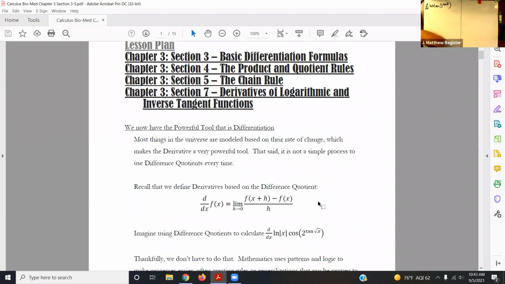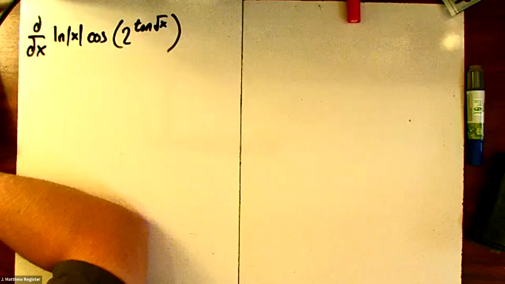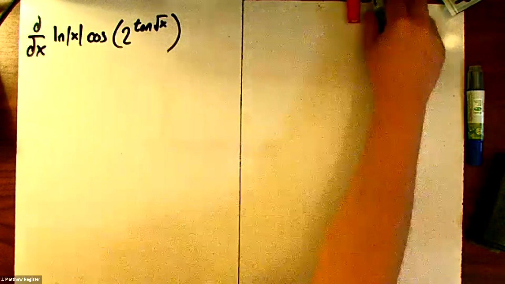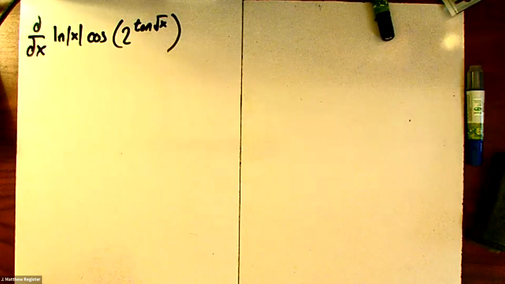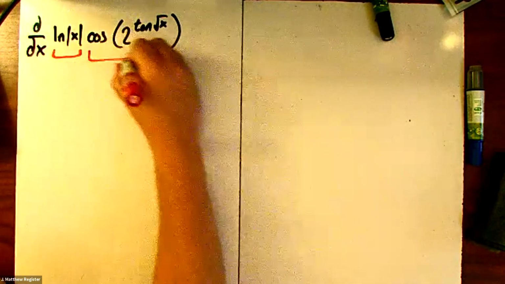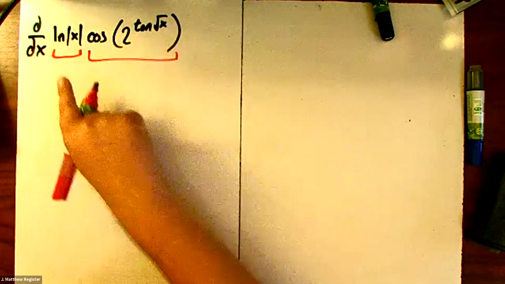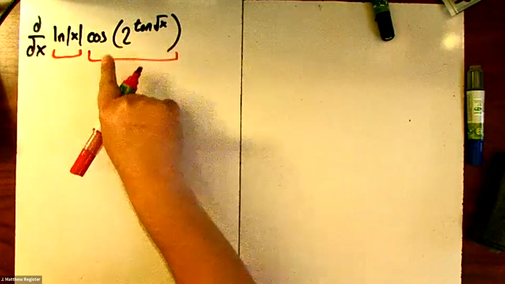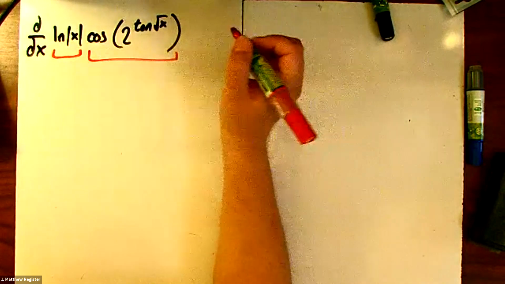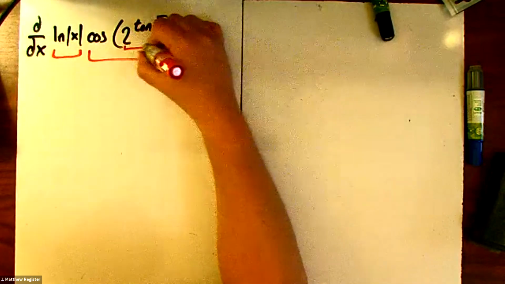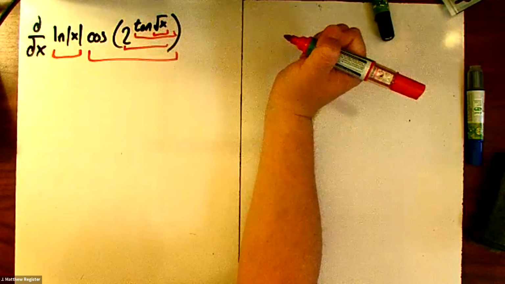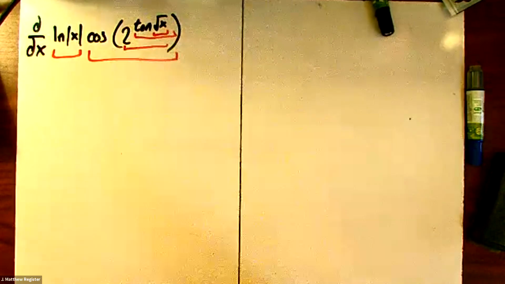Hopefully you paused and tried it. So in order to do this one, the first thing we would want to do is dissect the structure of this function. We have a natural log, we have a cosine, and so we have a product of two functions. But this function is a composition, and it's a composition of multiple functions. We have a cosine function, we have an exponential function, we have a tangent function, and we have a square root function. And so this one's going to be a gross chain rule.